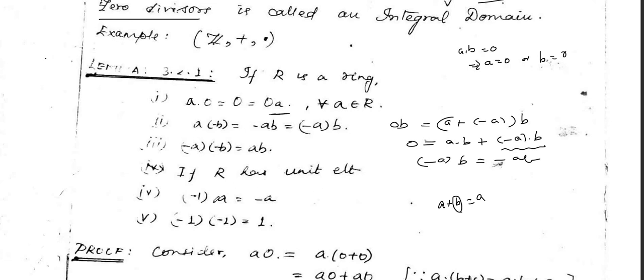Now if R has a unit element, then this is what we are trying to prove. So you can make use of this: minus 1 into b giving you minus 1 into b. Since it has a unit element, it will be just b itself. So instead of b you have a. And in this, when you replace a by minus 1, minus of minus 1, the inverse of the inverse is a itself. So whether you are considering the additive part or the multiplicative part, the inverse of the inverse is a.